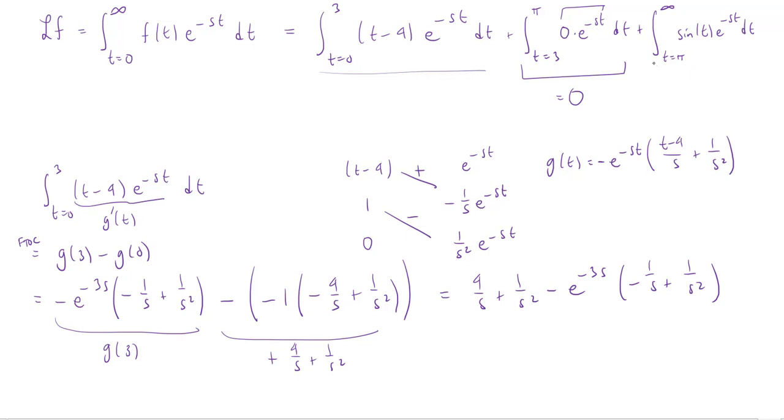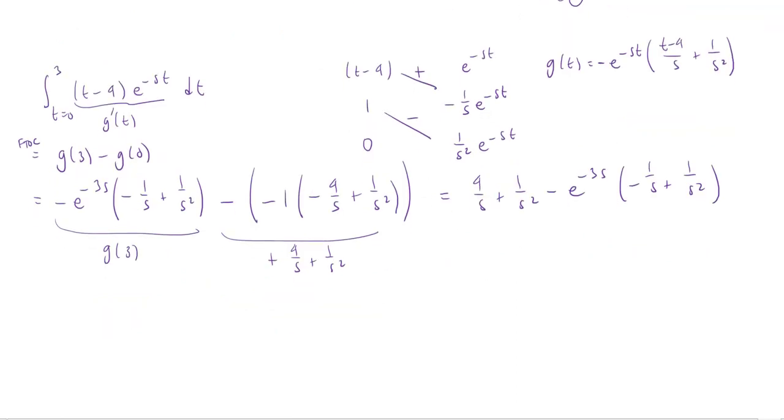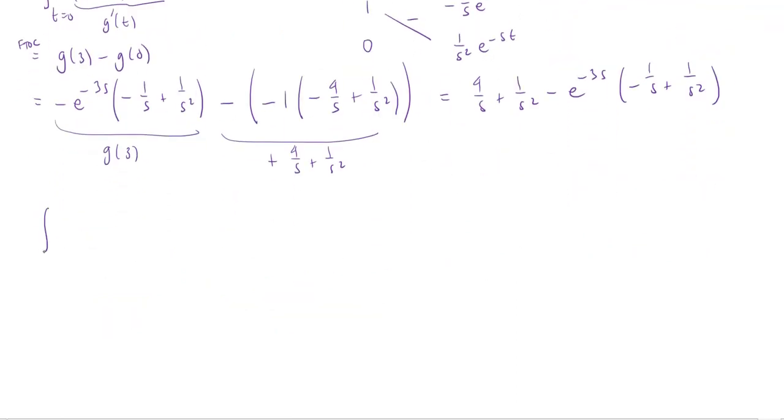All right, now we want to get the answer to this rightmost integral. Well, here we go. So we're going to integrate from pi to infinity sine of t e to the negative st dt. All right, once again, I want to use integration by parts. Let me give a name to this. This will be h prime of t.